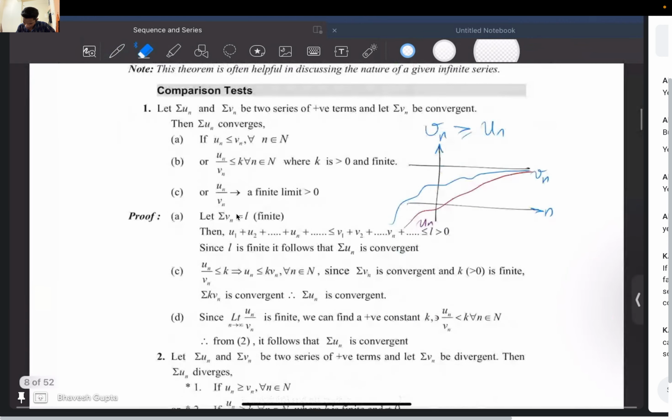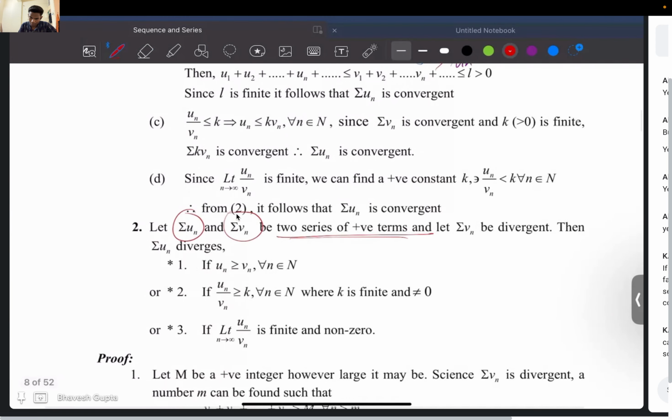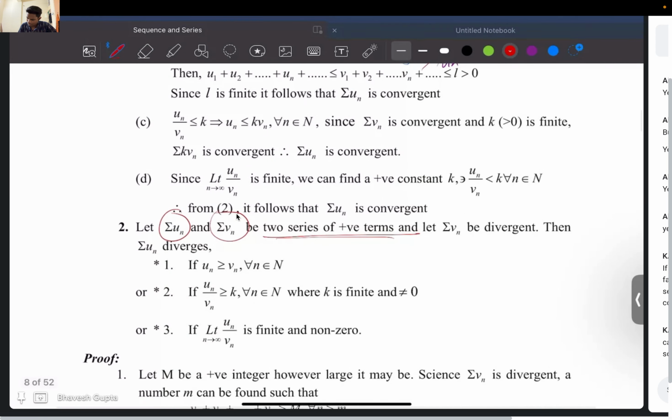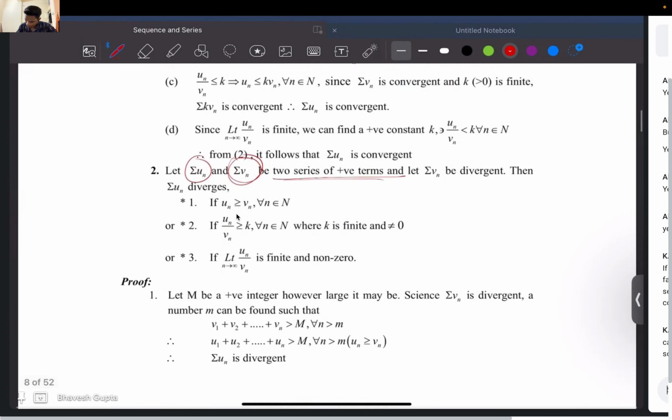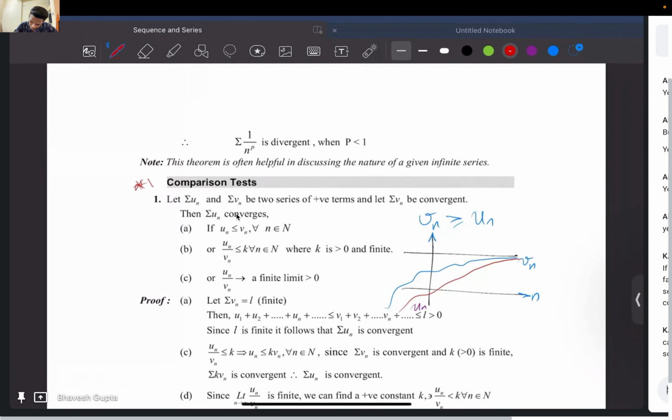The second point they have given is that if we have two sequences here, and this is very important, you shouldn't forget this point, right? They are positive terms, and we again let the comparison series become divergent. Then how can we say that my given series is also divergent? Again the same condition repeats. I guess this will be very helpful in your questions.